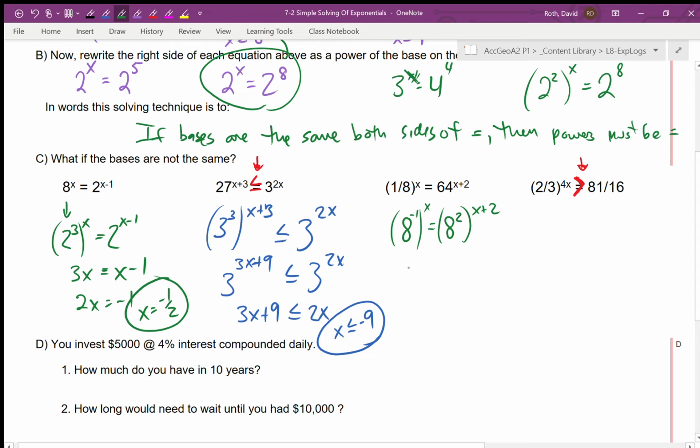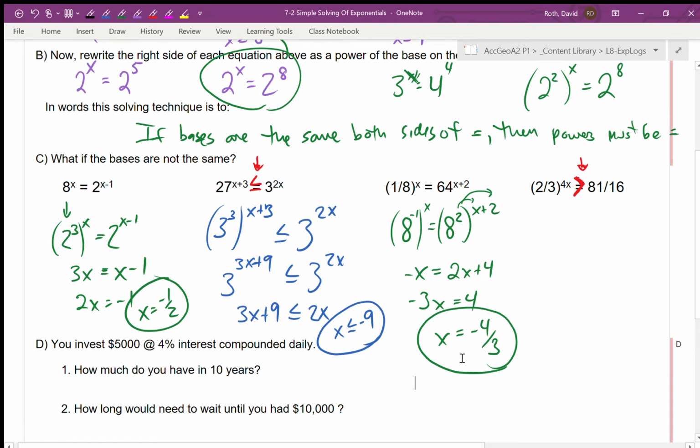Let's go. Negative x equals, and then I got to distribute, remember, power to a power, I got to remember to distribute the 2 into both those guys. So it'll be 2x plus 4. Subtract 2x from both sides. I'd have -3x equals 4, or x equals -4/3. To save time, I'm not going to take your time to plug these back in, but it's not a bad idea to plug these back in and prove to yourself they actually work. You can use your calculator if you like.